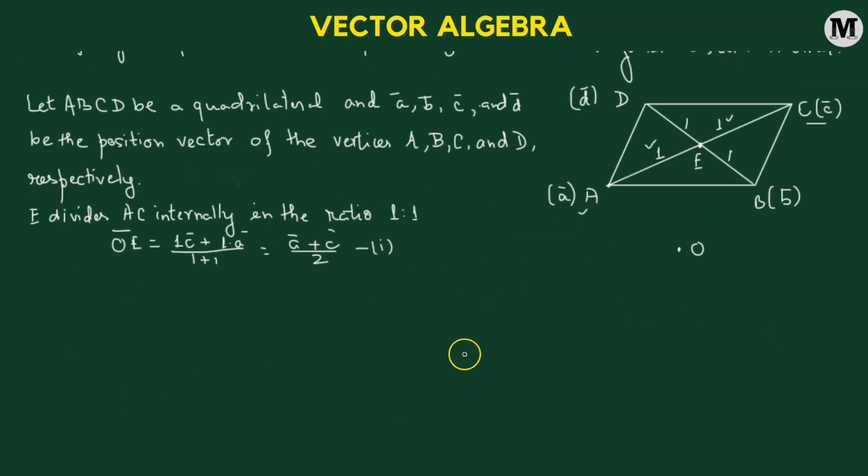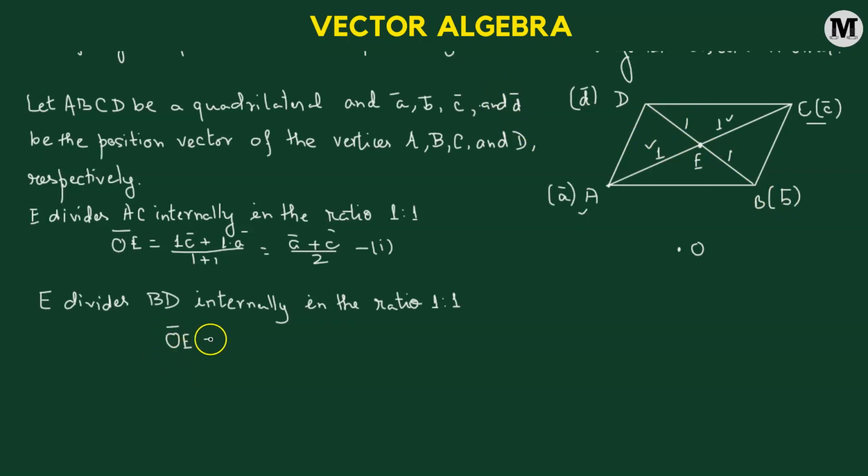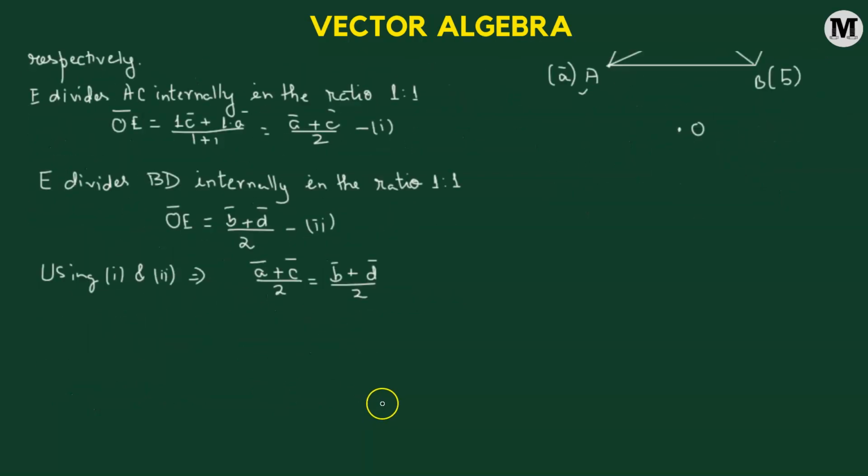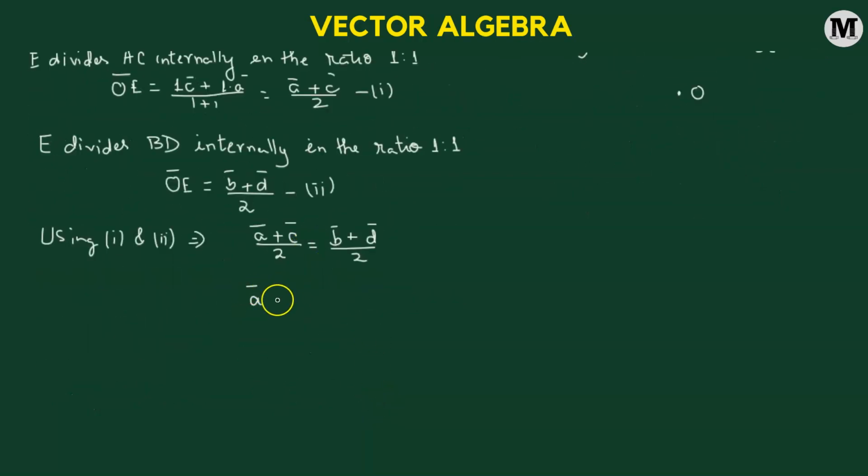Next, we will use the fact that E divides BD in the ratio 1:1. Again, we can use the internal section formula. The OE vector is going to be equal to B vector plus D vector whole divided by 2. So let this be equation number 2. Therefore, using equation number 1 and 2, we can say that A vector plus C vector divided by 2 equals B vector plus D vector divided by 2. Fine. So let's rearrange it. So here we can first factor out 1/2 from both sides to get A vector plus C vector equals B vector added to D vector.